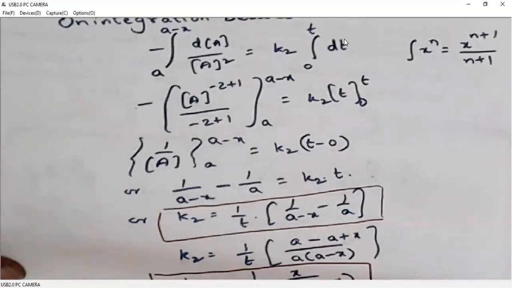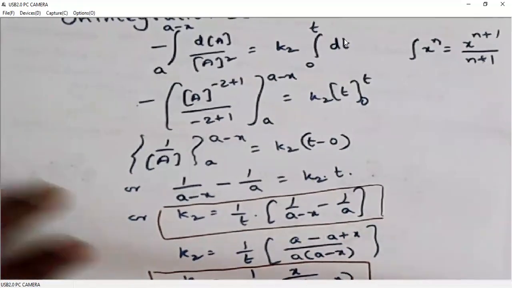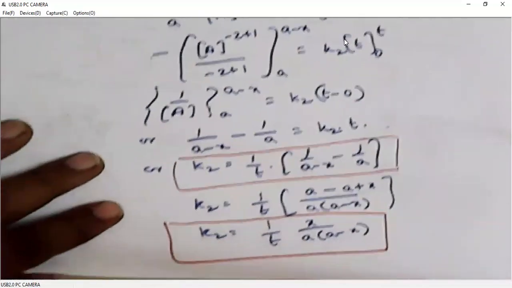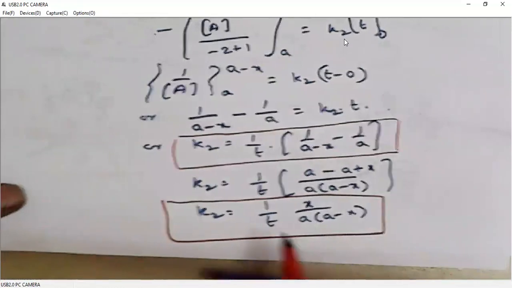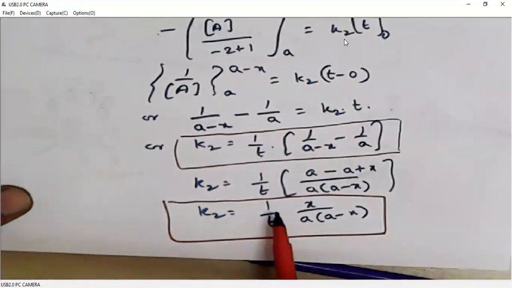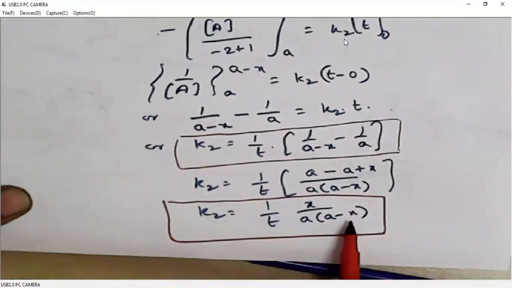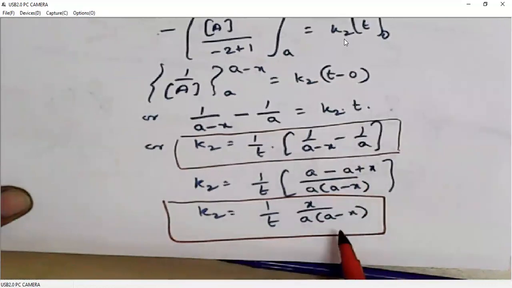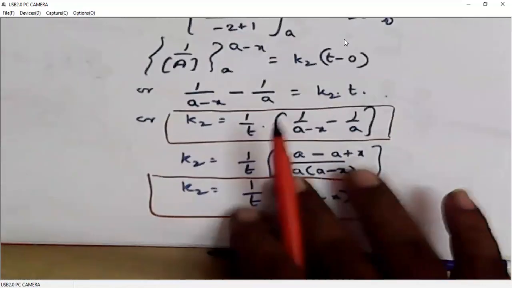This is the integrated rate expression for a second order reaction when two concentration terms are same. We can further simplify it as K2 is equal to 1 by t into X by A into A minus X. So we need to remember these two. If you remember this, it is good. If you remember this, it is more than good. Right. So this is the integrated rate expression.